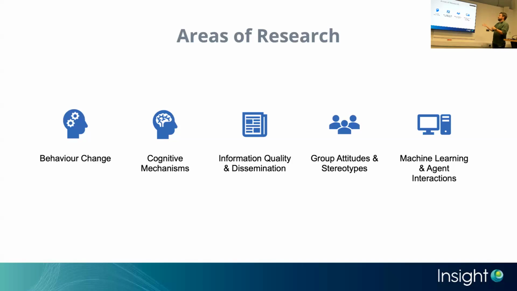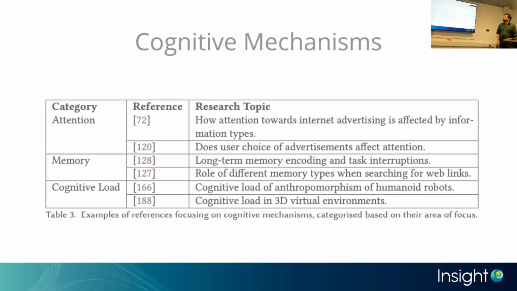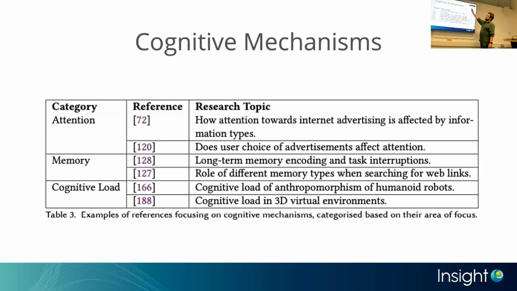So the areas of research that, if you're doing any research in these areas, you might find dual process theories relevant and interesting. I'm not going to go through explaining all of them because it's all in the paper with kind of examples and descriptions and all of these. But I'll just give a quick highlight. So if you're doing behavior change or have self-control, nudging, dark patterns, gamification, these are the types of things where dual process theories has been used successfully. If you're looking at any cognitive mechanisms like attention, memory, cognitive load, all very relevant as well.